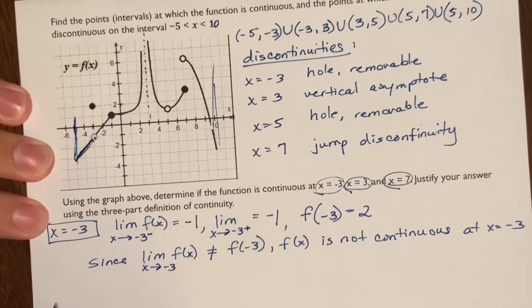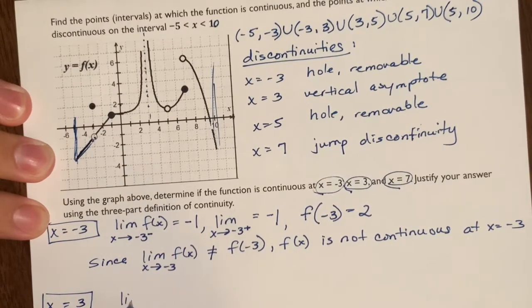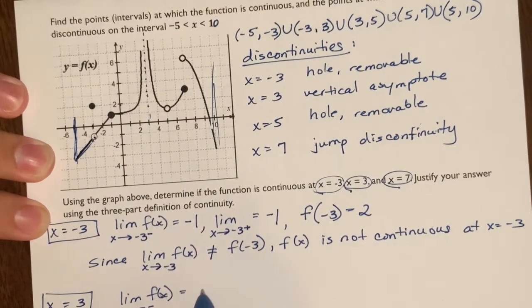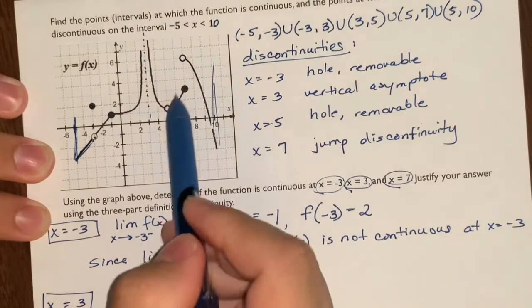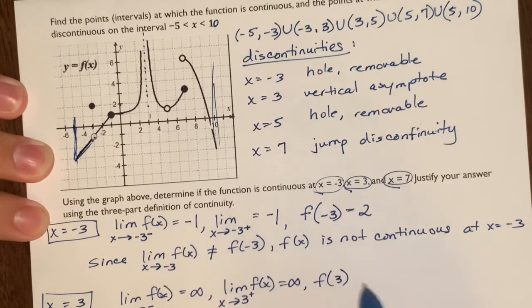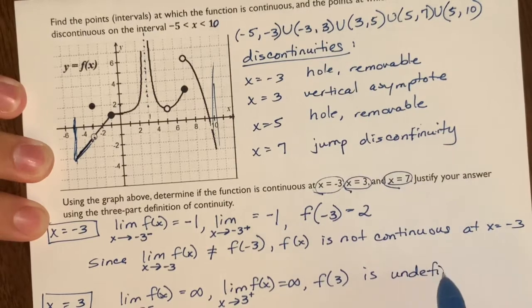All right, so then I'm going to do x equals 3. Again, I'm going to start off by taking the limit as x approaches +3 from the left. When I do that, it's equal to infinity. Then I'm also going to do the limit as x approaches +3 from the right of f of x. Again, that's also going to be infinity. And then f of 3 is undefined, because at 3 we have that vertical asymptote.